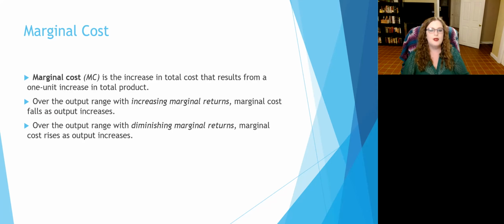When we have diminishing marginal returns, when that extra person or that extra machine is giving us a little bit less each time, this is when marginal cost is actually rising, because that means the more we're producing, the more expensive it is to produce that next unit of a good, right?